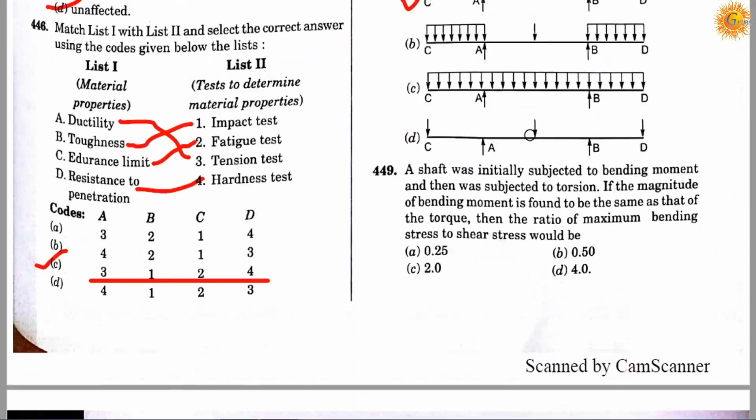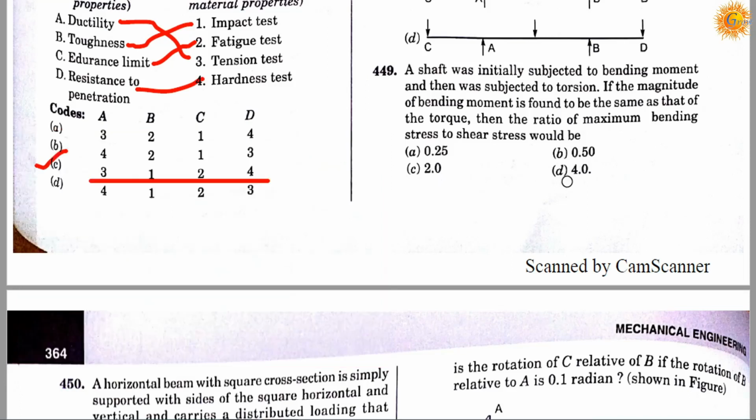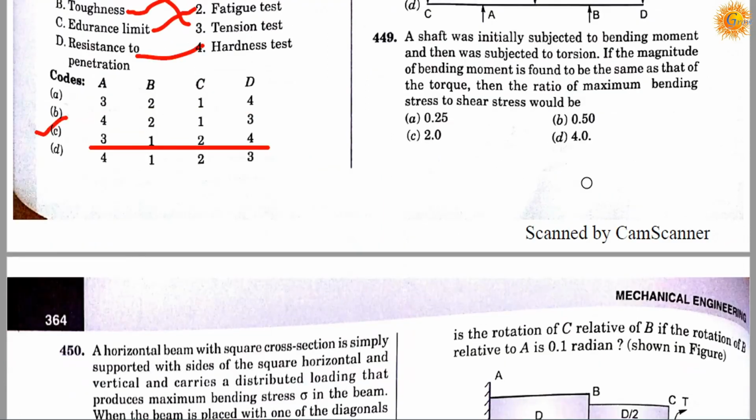Question number 449. A shaft was initially subjected to bending moment and then was subjected to torsion. If the magnitude of bending moment is found to be the same as that of the torque, then the ratio of maximum bending stress to shear stress would be option A 0.25, option B 0.50, option C is 2, option D is 4. Okay, so correct answer is C, it will be 2.